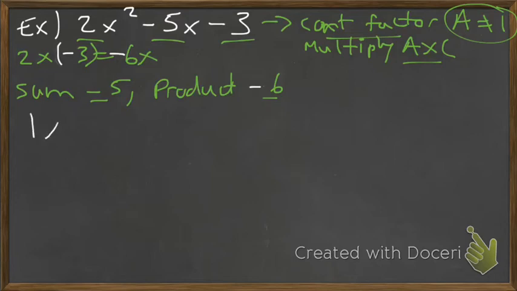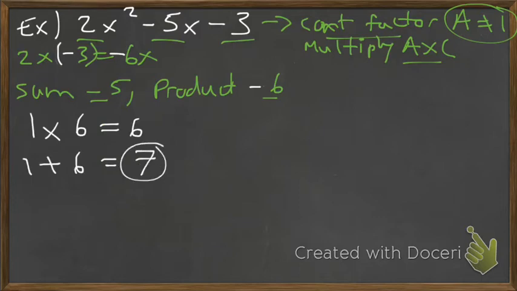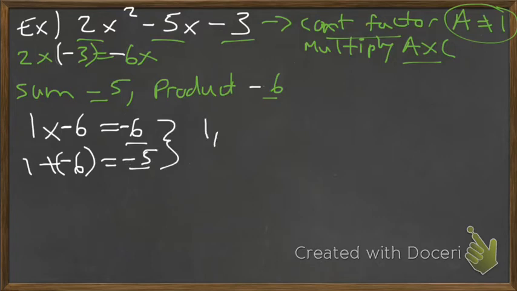So if I take 1 multiplied by 6, I will get 6. 1 plus 6 actually equals 7. So therein lies that problem. If I take 1 and I multiply it by negative 6, I still get negative 6 as an answer, which is what I actually want in the first place. 1 plus negative 6 is equal to negative 5. So therefore my numbers are 1 and negative 6.